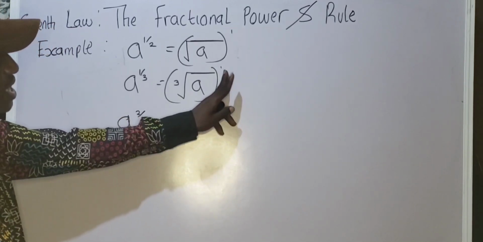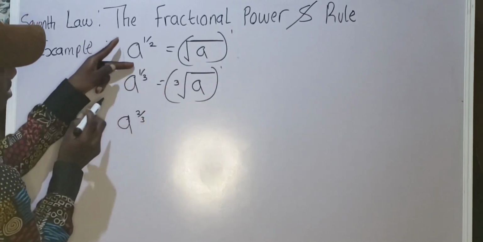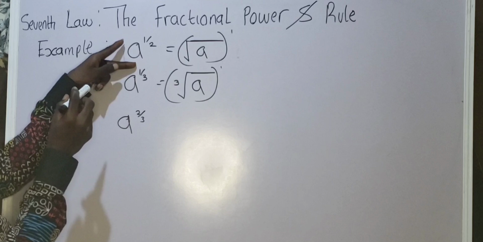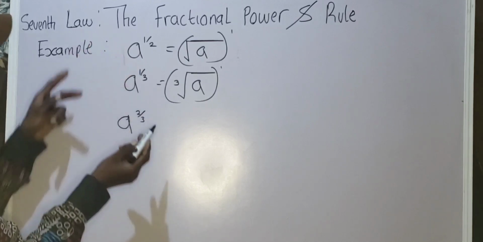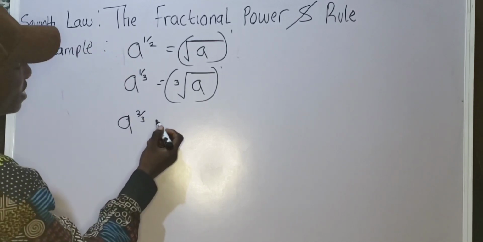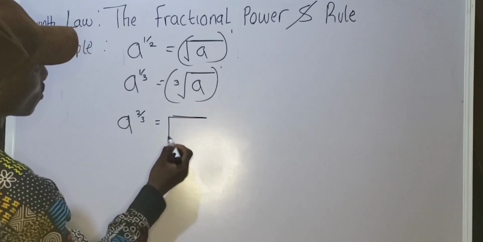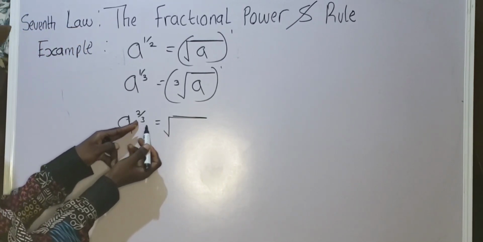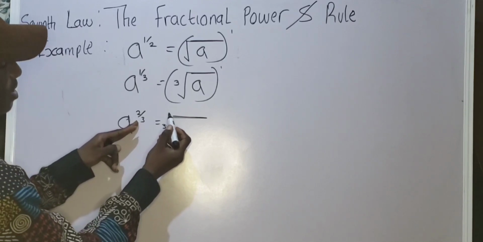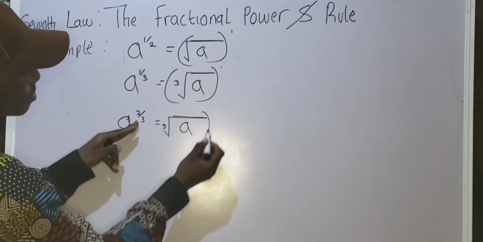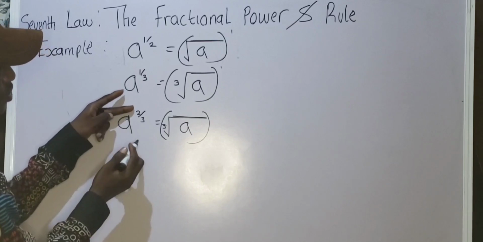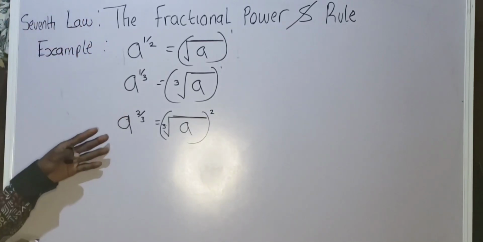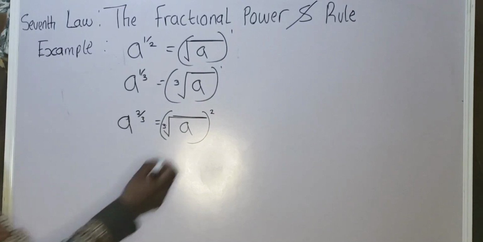So, if I have a raised to the power of 2 over 3, this one that I put here is the numerator of the exponent. You understand? So if I have a raised to the power of 2 over 3, this is also the same thing as the cube root of a. The cube root, are you getting it? Because I have 3 here, that will be the cube root of a raised to the power of the numerator of the exponent. That will be what? Raised to the power of 2. Do you understand?